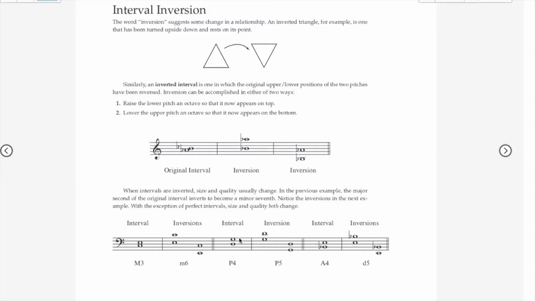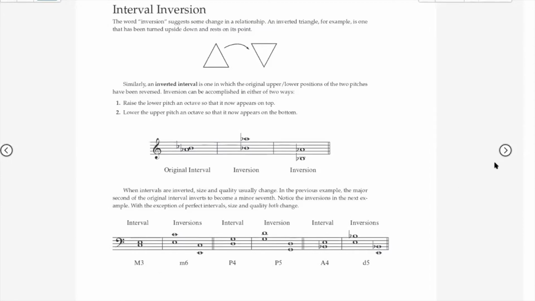This is a fourth, D to G, but G to D is a fifth, or G to D down here. And down here, B flat to E is a fourth, E to B flat is a fifth. Notice that not only does the size change, but the quality changes. The major third became a minor sixth. The perfect fourth did not change. It stays a perfect fifth, but the augmented fourth becomes a diminished fifth.